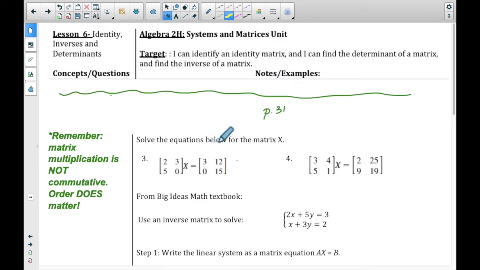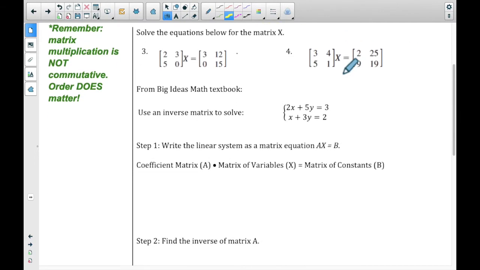Hi everybody, in this video today we're going to talk mainly about how to use matrices to solve systems of equations. And this is found on page 31 in your notes. It actually goes with lesson 6 that was about identity inverses and determinants, and we're just continuing on with that, but we're talking about how to use matrices to solve systems.